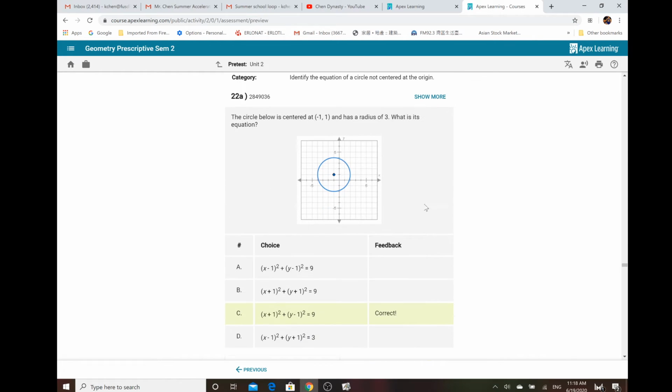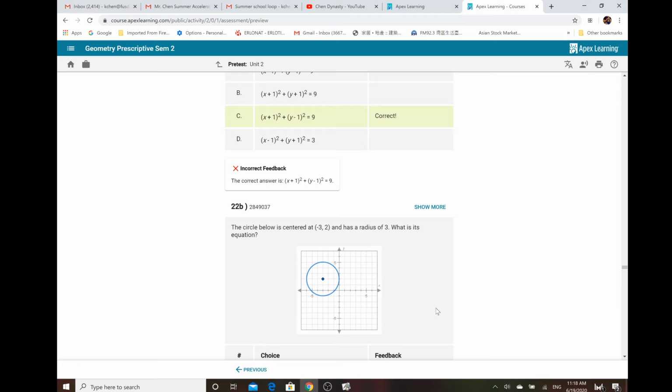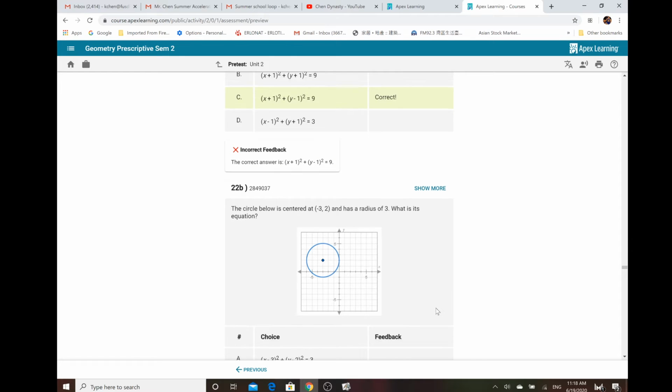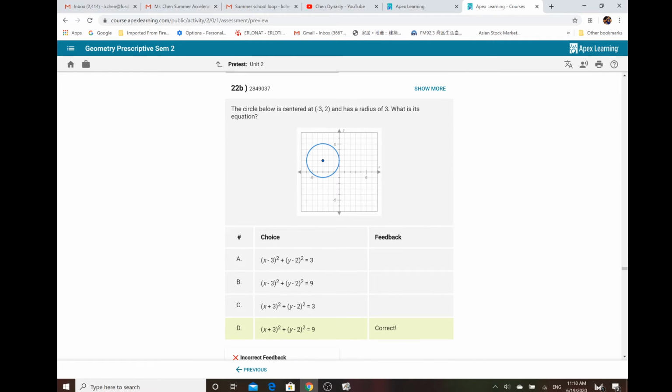Okay, so here's another one. So got to be careful with the negative. So x minus negative 1, that would give you (x plus 1) squared. And then the other one, that's (y minus 1) squared. So that equals 3 squared. 3 squared would be 9. So the answer is C. So again, it's all about using the formula for the equation of a circle, but you got to be careful with the little sign change. Negative times negative turns out to be positive.